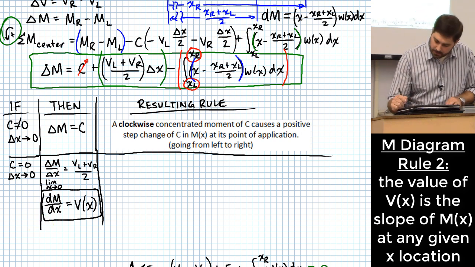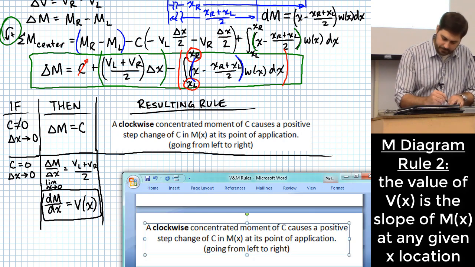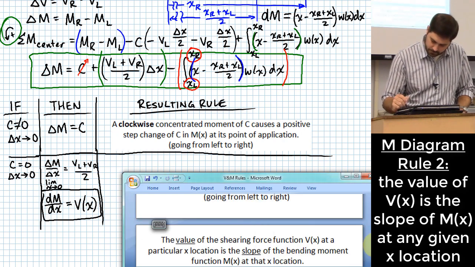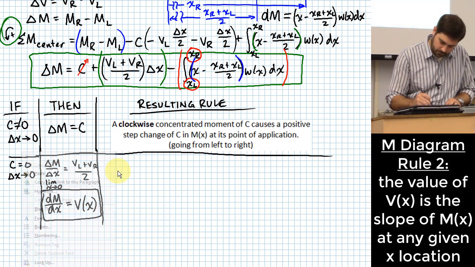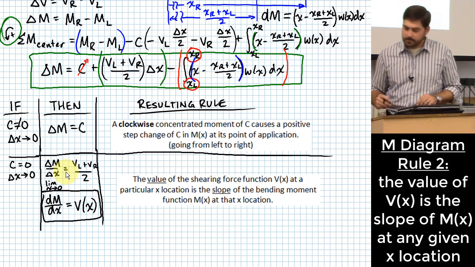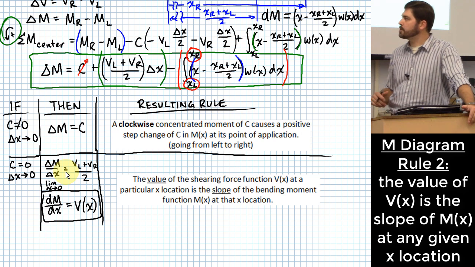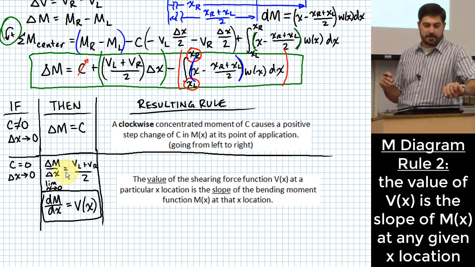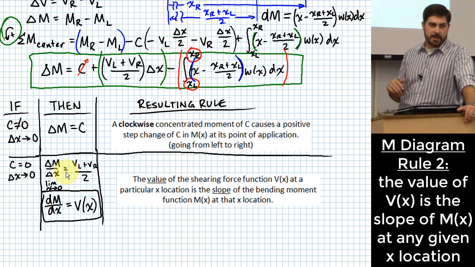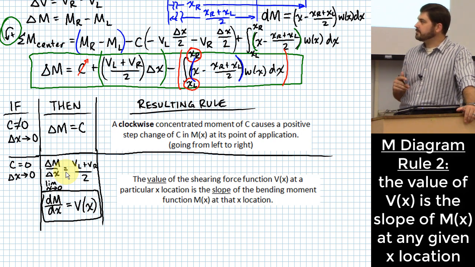Okay? And so what kind of a rule can we generate out of that? Okay, we will say here the value of the shearing force function at a particular x location is the slope of the bending moment function at that x location.